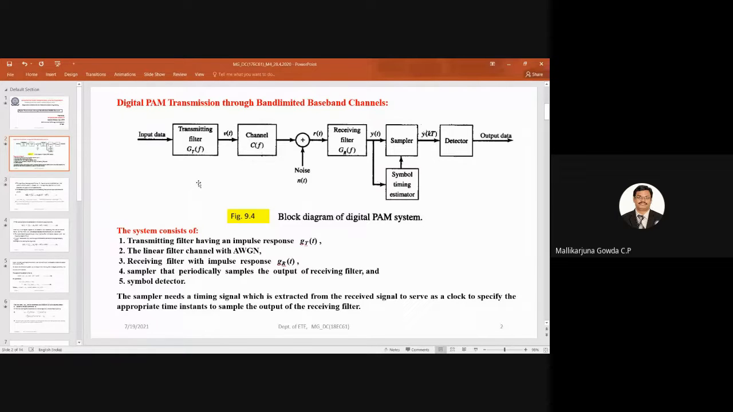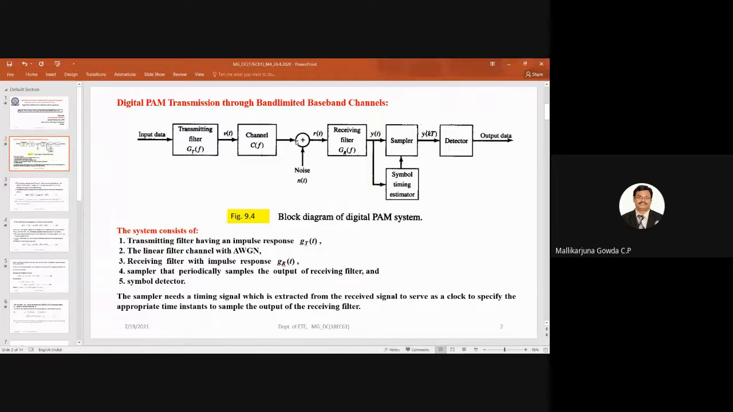So you know what C(f) is. The channel output is the integral from minus infinity to infinity. What is the input to the channel? v(t), so v(tau) times c(t minus tau) d tau. Like that, you should be able to write the expression. Then noise will be added to the output of the channel, which we call additive white Gaussian noise.